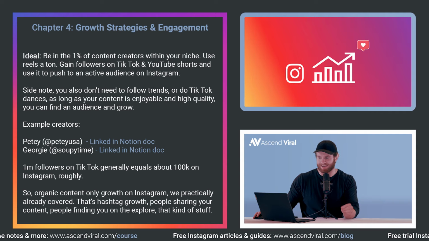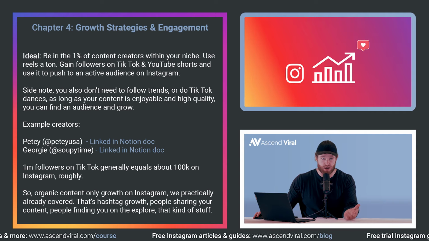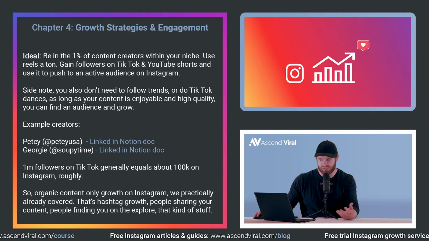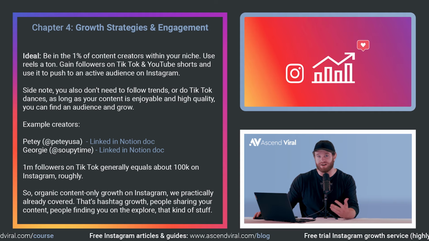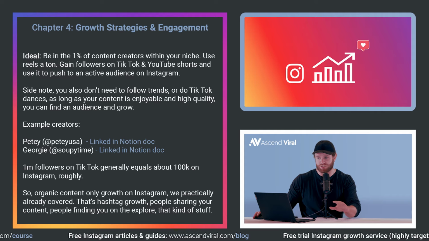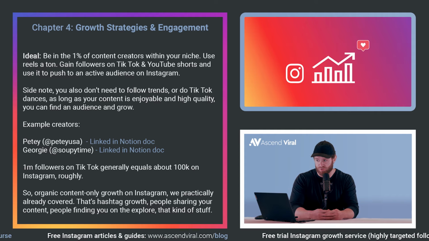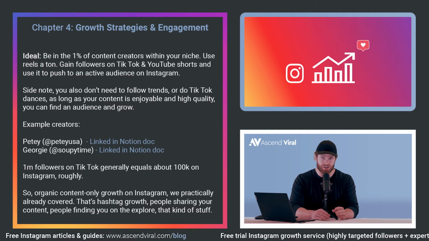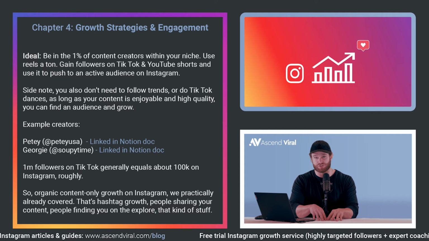So, organic content only growth on Instagram, we've practically covered that. That's hashtag growth, people sharing your content, people finding you on the Explore, that kind of stuff. Now let's talk about the ways to maximize your organic growth besides posting content. I like to break this down into two different types of growth: interaction growth and external growth.